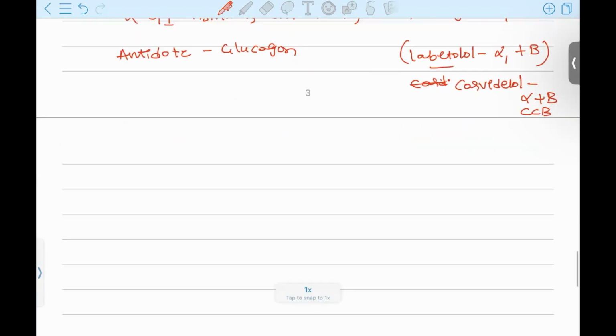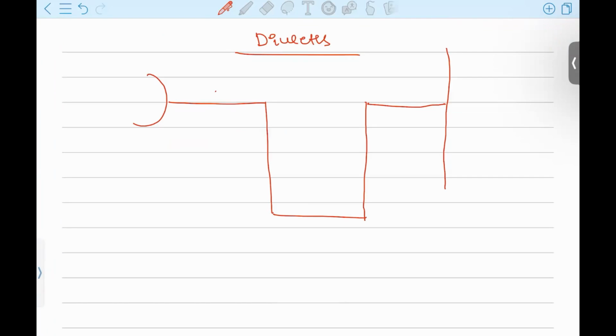Okay, next moving on to the diuretics, the PCT. In the PCT, which drugs are going to act here? The carbonic anhydrase inhibitors and the loop diuretics will be acting here. And next, thiazide diuretics. These thiazide diuretics will be acting on the distal convoluted tubule. And the osmotics will be acting on the loop only.